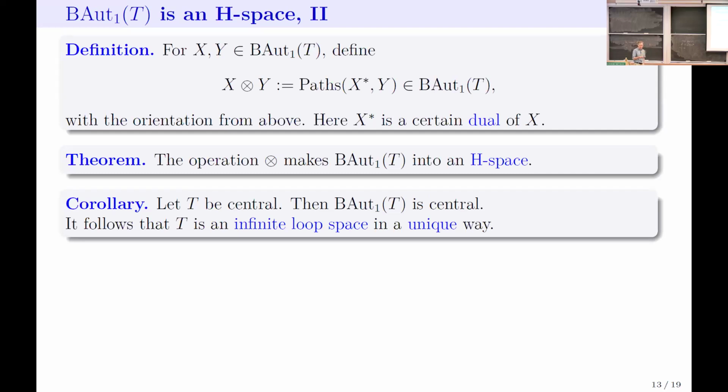But then since it's central, I can take B01 of B01 of T to de-loop it, and I can keep doing that. And I find out that every central space is an infinite loop space in a unique way. So this little condition, this little centrality condition, turns out to put a lot of structure on the space. Now, of course, from Busfield's point of view, a central space is a product of Eilenberg-Mac Lane spaces, so it's not so surprising that it's an infinite loop space. But I'm getting to this result without having to go through that very difficult argument using the gems.